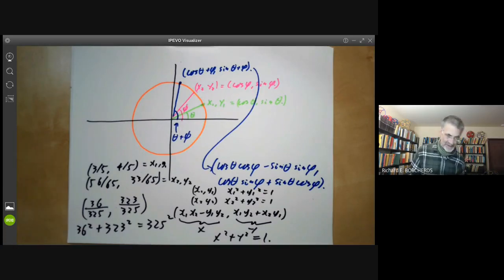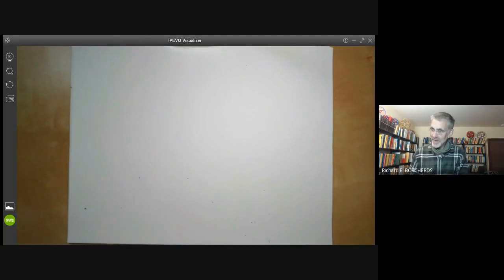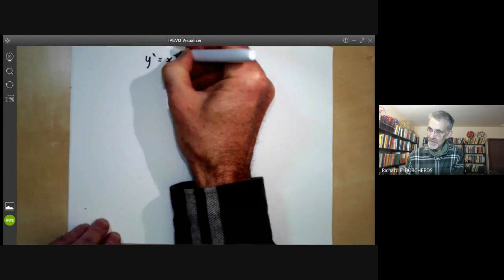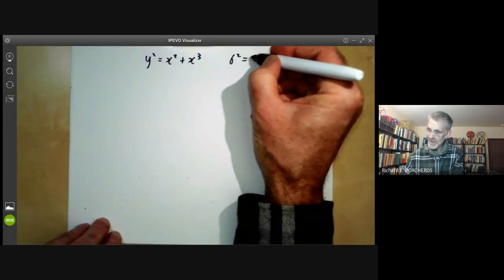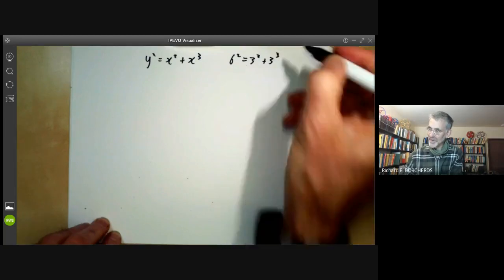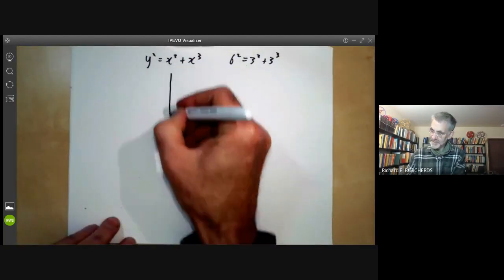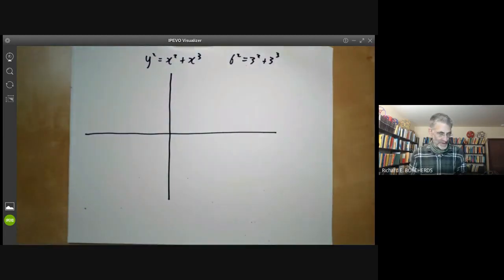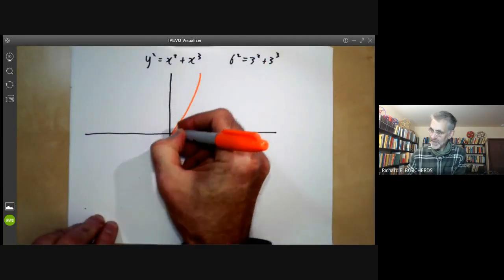Okay, now let's look at another equation. So let's look at the equation y squared equals x squared plus x cubed. So we have solution 6 squared equals 3 squared plus 3 cubed, for example, and we want to find all solutions. And we're going to do it geometrically. So let's draw a graph of y squared equals x squared plus x cubed. And it looks something like this.